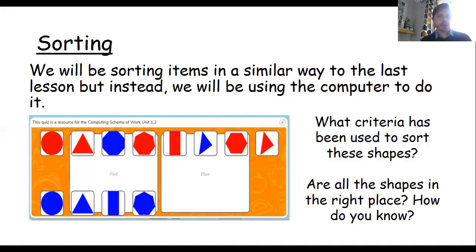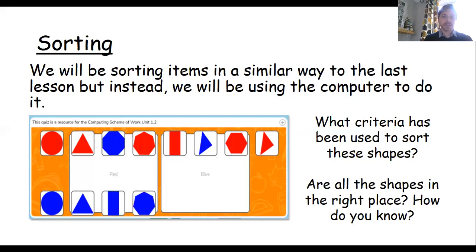So there are 1, 2, 3, 4 sorting activities that you're going to have a go at doing, that are set up for you on your to-dos on Purple Mash. Each time they get progressively a bit harder, a bit more of a challenge, but it's really good if you can work your way through these.